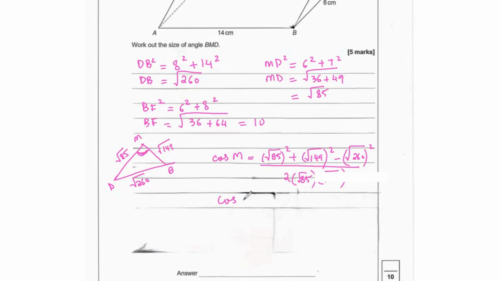That's going to give us negative 0.115515. And I'm going to take cos inverse of this. And that gives me the angle of 96.6 degrees, correct to one decimal place. So that is your answer.